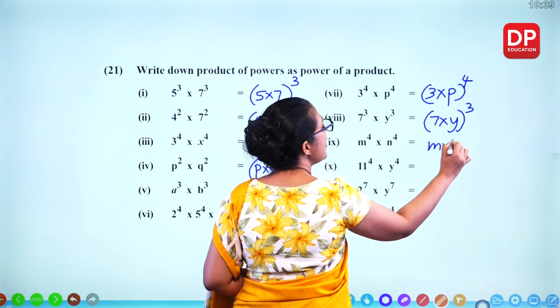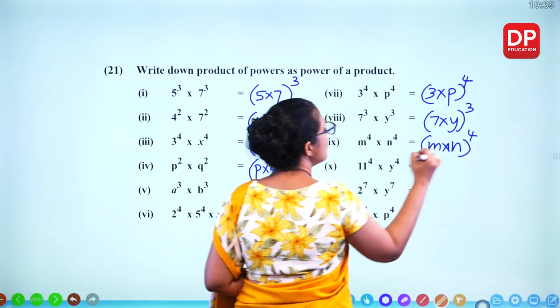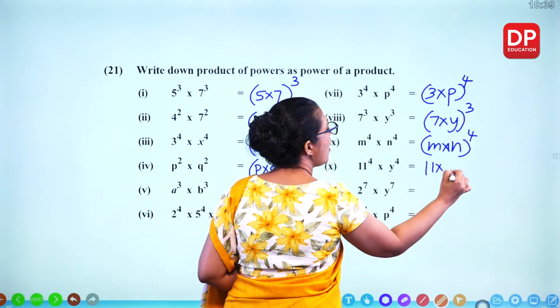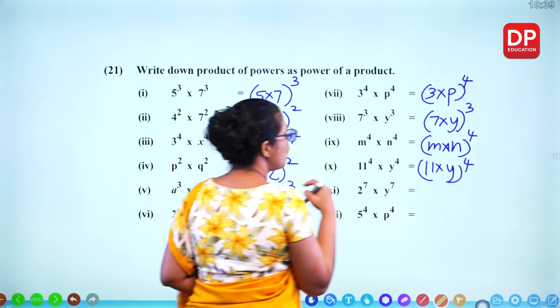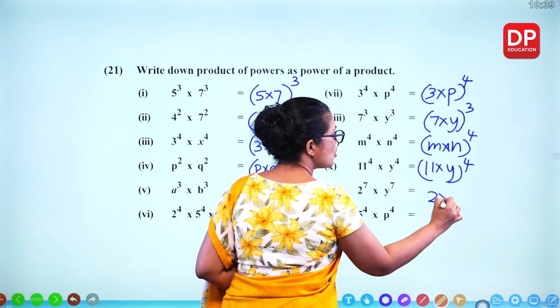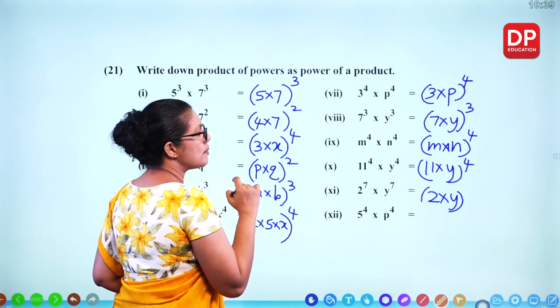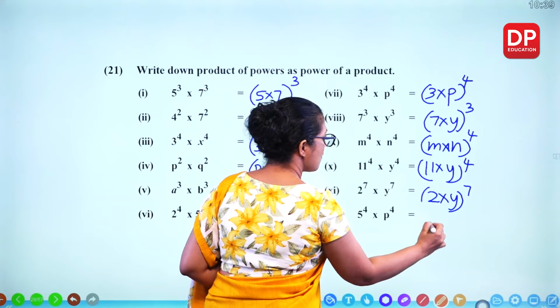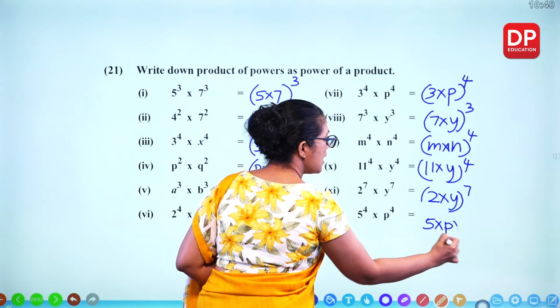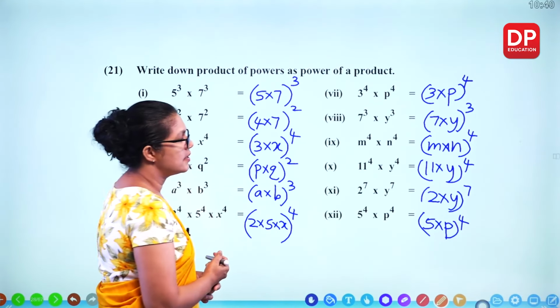Here m and n with power 4. 11 and y with power 4. This one 2 and y with power 7. 5 and p with power 4.